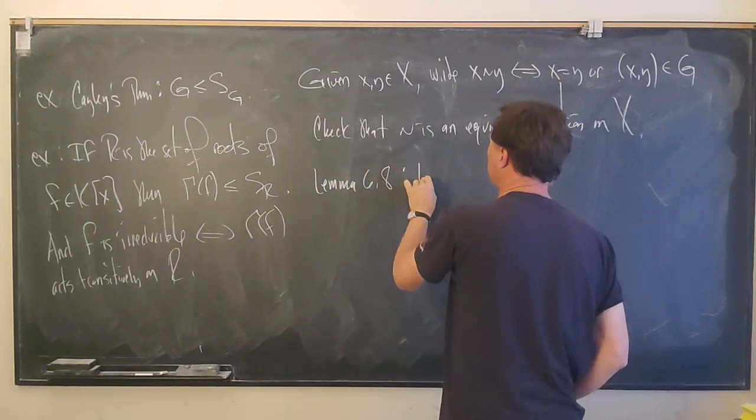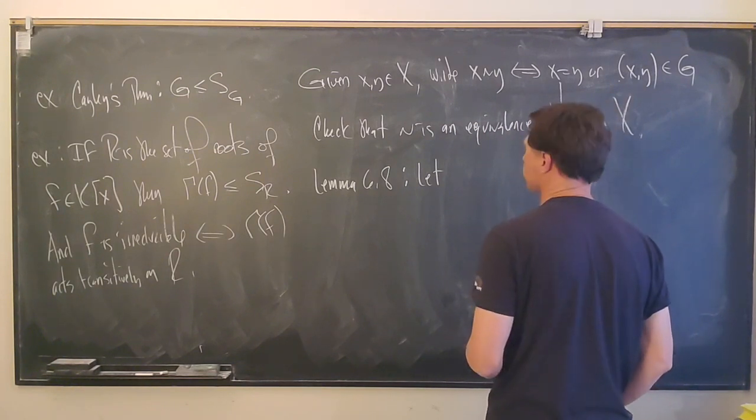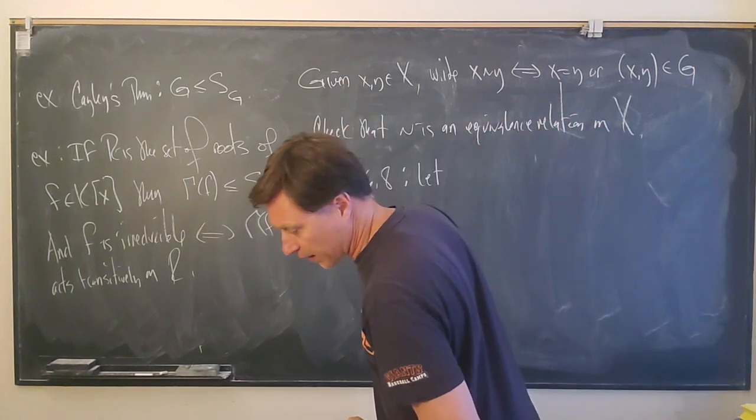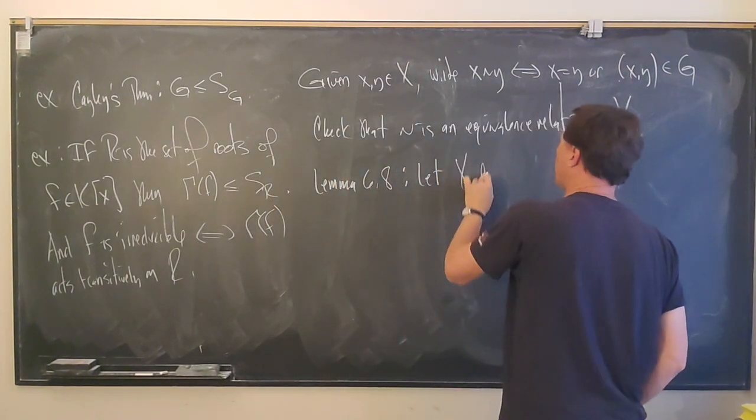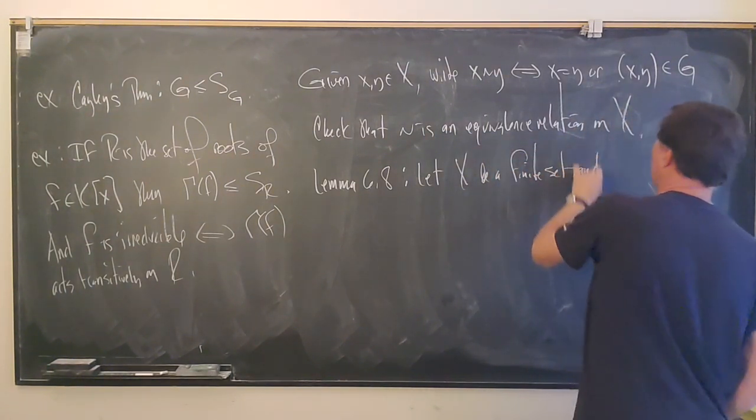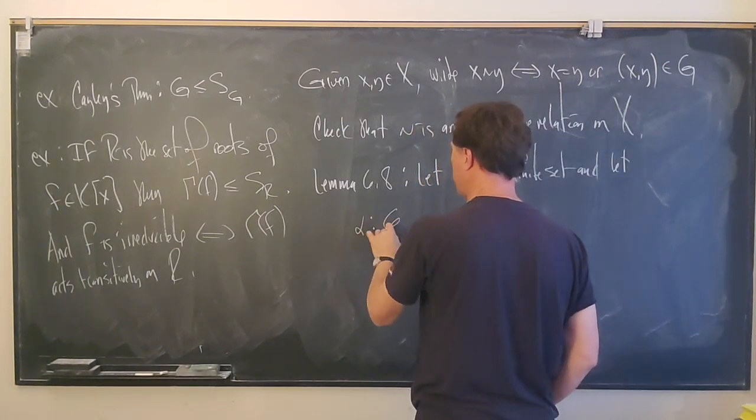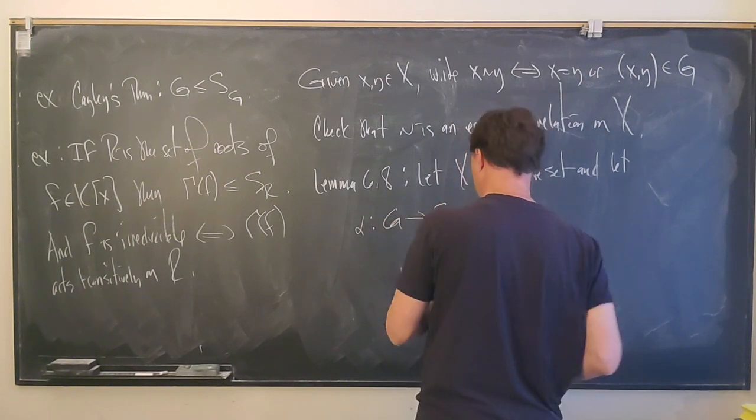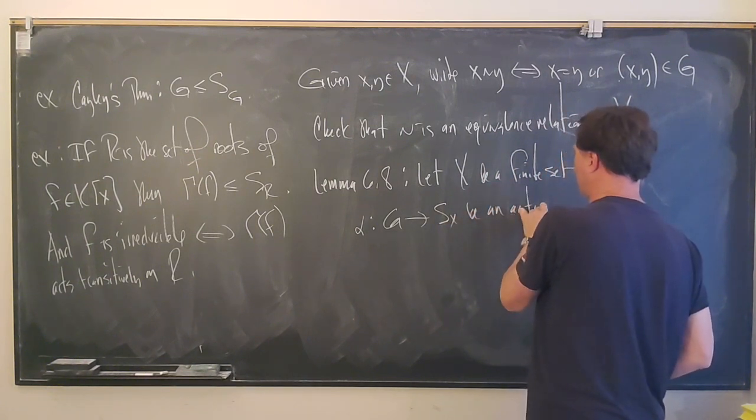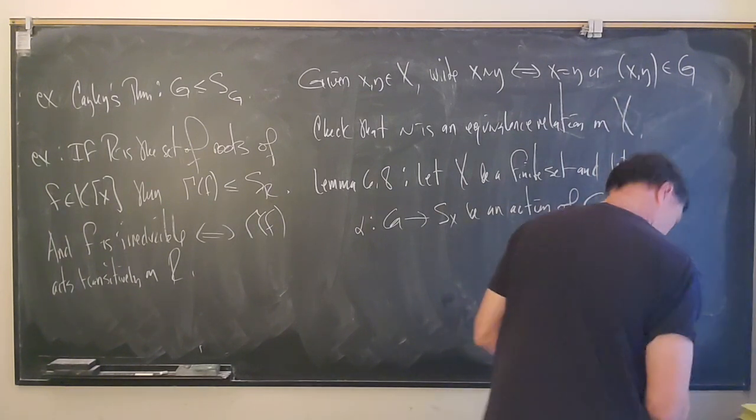So let's let... I need an action, right? So I want a finite set. So let's let X be a finite set, and let alpha from G to S of X be an action of a capital G on capital X.